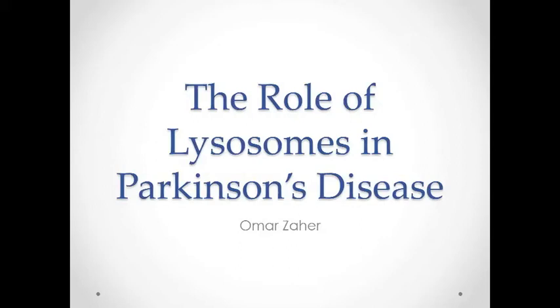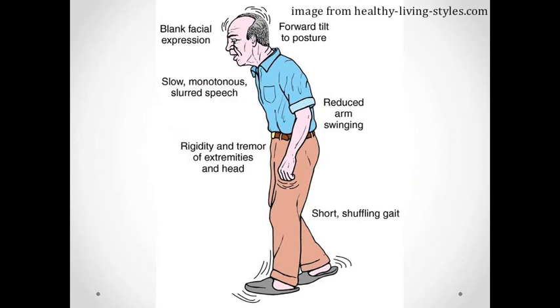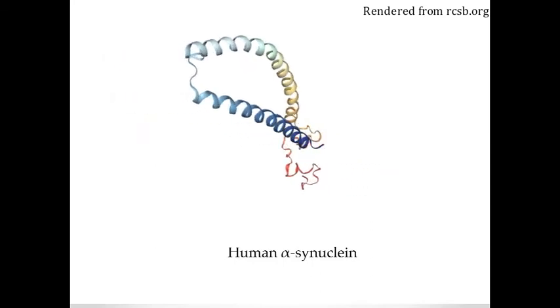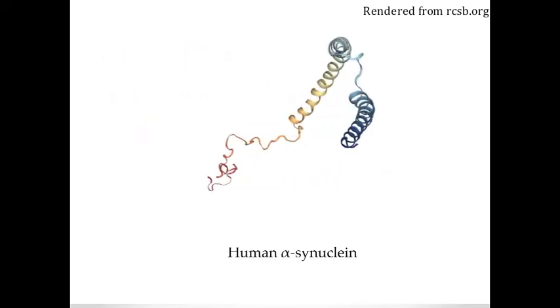In this video, I will present the role of lysosomes in Parkinson's disease. Now, Parkinson's disease is a disorder of the central nervous system. The symptoms often include tremors, stiff muscles, memory issues, and even dementia. A major cause of Parkinson's disease is impairment of the autophagy lysosomal pathway.